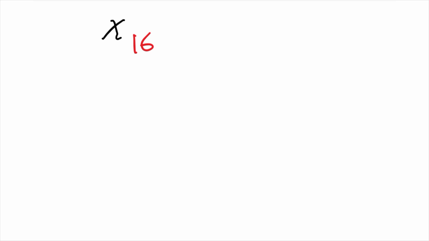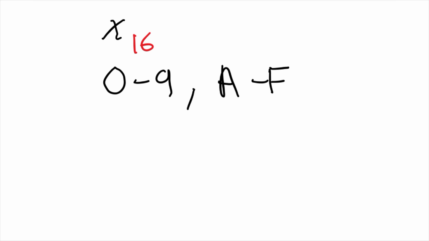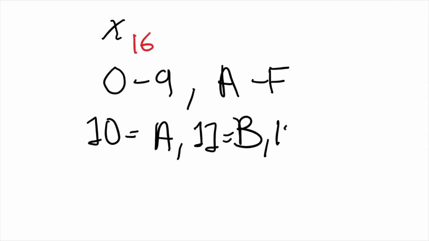So it uses numbers 0 to 9 and A to F. So if you count that, it's a total of 16 digits, 16 values from 0 to 9 and A to F. So instead of writing 10, 11, 12, 13, 14, and 15, the hexadecimal number uses letters to represent 10 to 15. So the number 10 is represented by A, the number 11 is represented by B, the number 12 is represented by C, and so on.